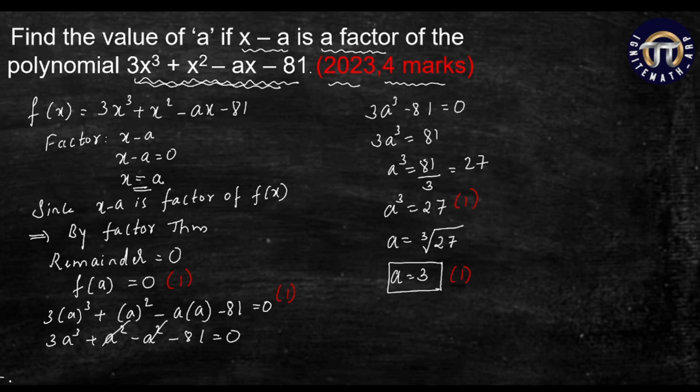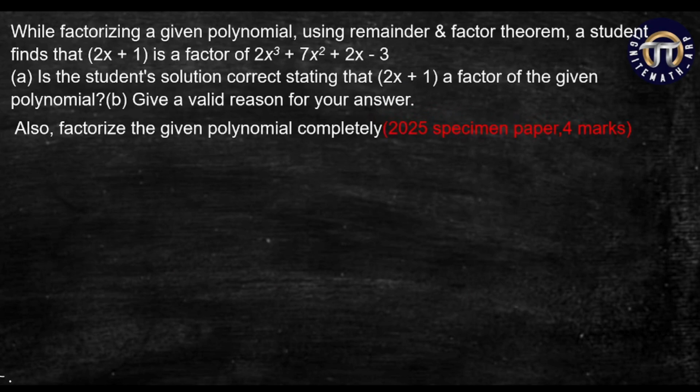Now let me take one more example over here. The example is from the 2025 specimen paper, that is for the upcoming exam, right? The question is: while factorizing a given polynomial using the remainder theorem and factor theorem, a student finds 2x plus 1 is a factor of the expression 2x cube plus 7x square plus 2x minus 3. Is the student's solution correct, stating that 2x plus 1 is a factor of the given polynomial? Give a valid reason for your answer and also factorize the given expression completely.